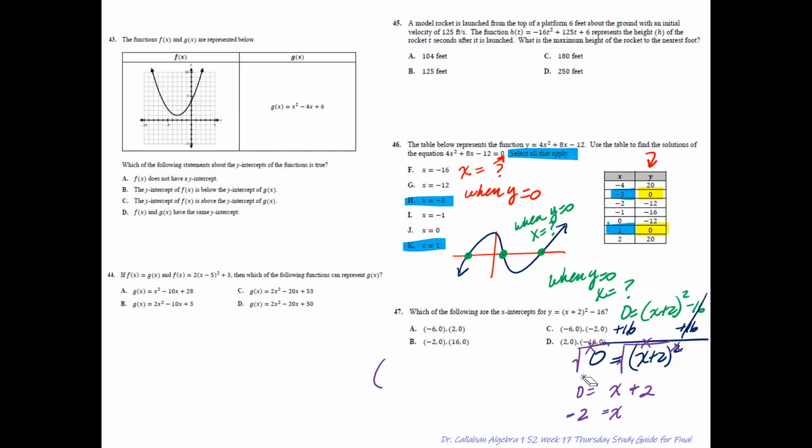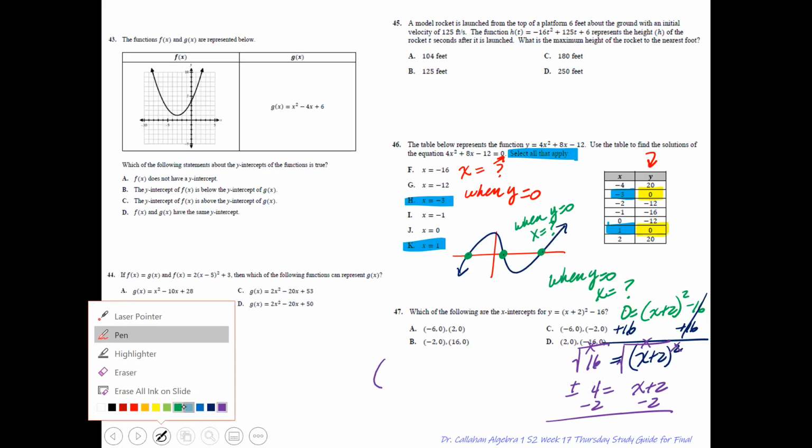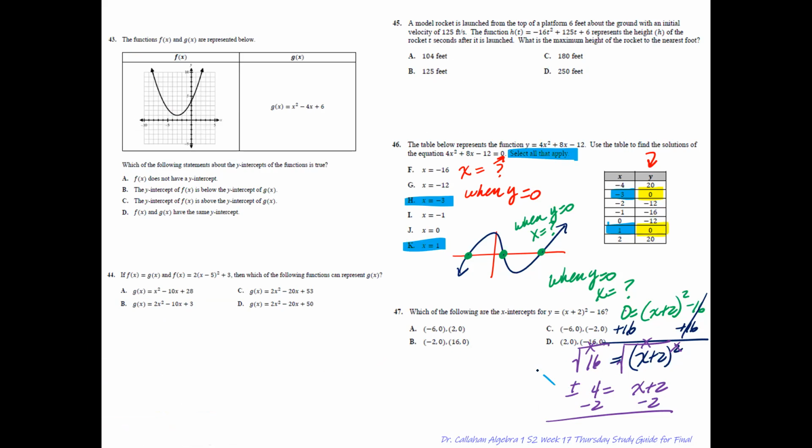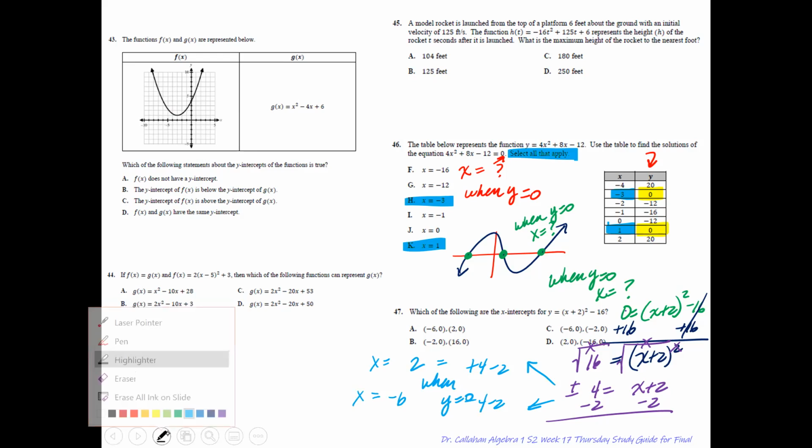Oh, I'm sorry. It's not 0. I totally messed it up. My bad. Hold on. Stand by. When I add the 16, 0 plus 16 is 16. Square root of 16 is plus and minus 4. Subtract 2 on both sides. You have 2 answers. Your first answer is going to be +4 minus 2, and -4 minus 2. So x is going to equal 2 and -6 when y equals 0. So which one here says when x equals 2 and -6? Ta-da! That will be it.